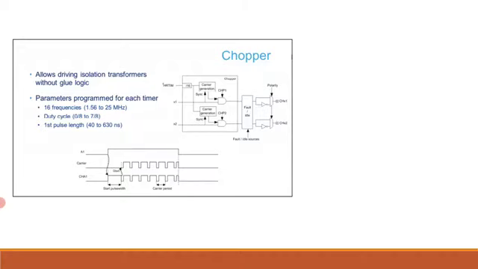The carrier waveforms can be programmed with 3 parameters: the modulation frequency from 1.56 to 25 MHz, the first pulse length to adjust the settling time, and the duty cycle to set the sustained current.